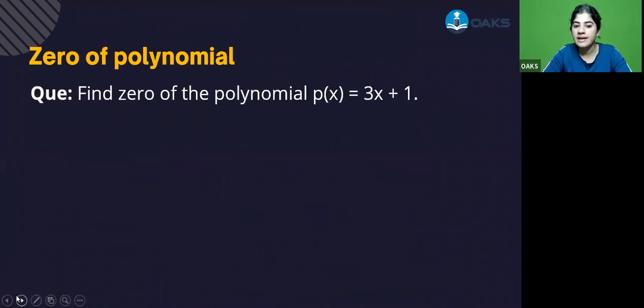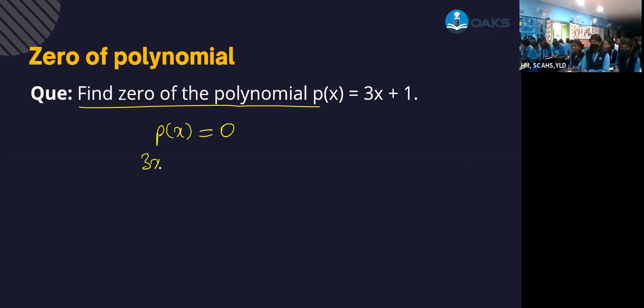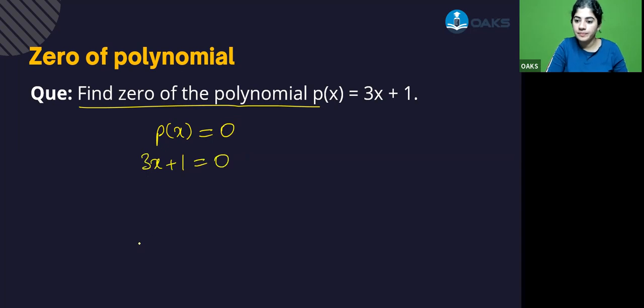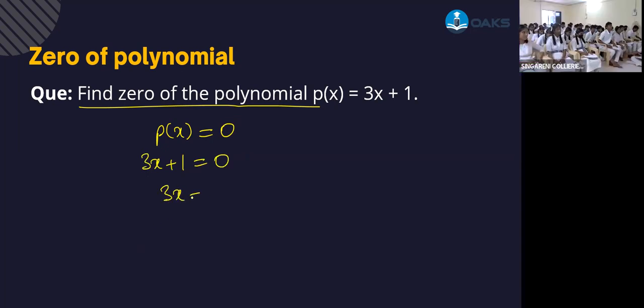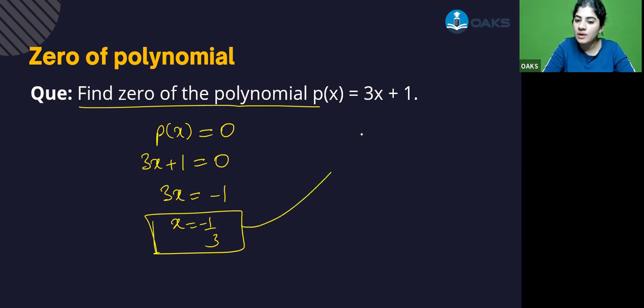Find 0 of the polynomial. We have to find 0 of the polynomial and nothing is given to us to put the value. So what do we do? We will do like this. To find the 0 of the polynomial, we know that for any value of x, Px should be equal to 0. So 3x plus 1 should be equal to 0. 3x is equal to minus 1. X is equal to minus 1 by 3. So try to put x is equal to minus 1 by 3 here. Let us see what is the value.